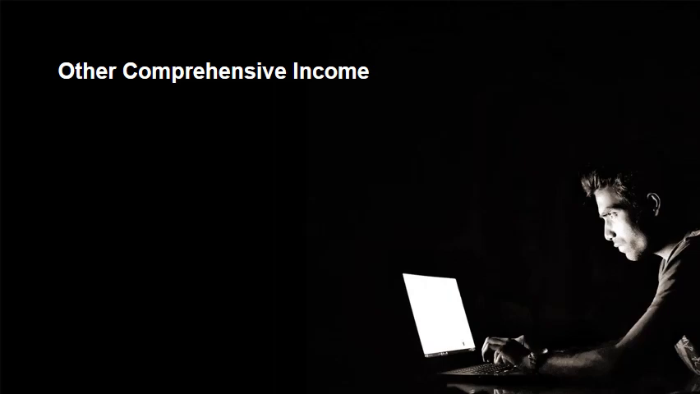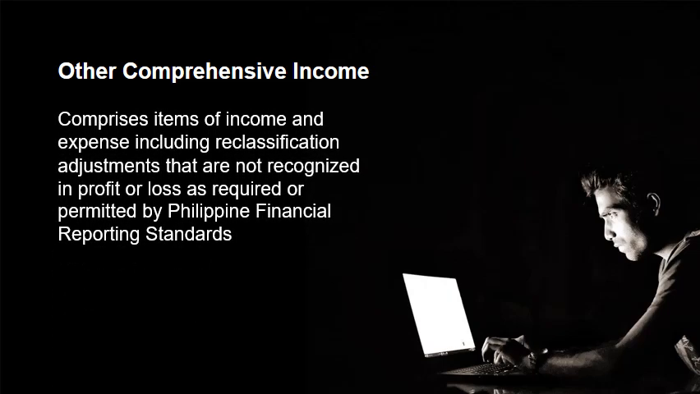So, what are the items that are included in other comprehensive income? It comprises items of income and expense, including reclassification adjustment that are not recognized in profit or loss as required or permitted by PFRS. So, they are not the same with the items included in the profit or loss.